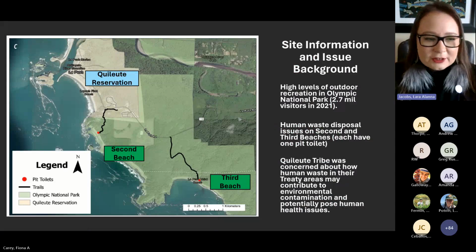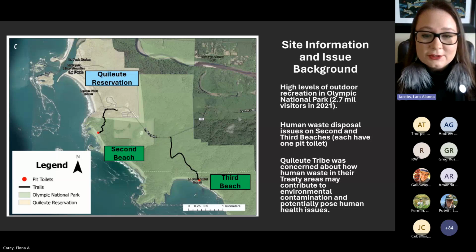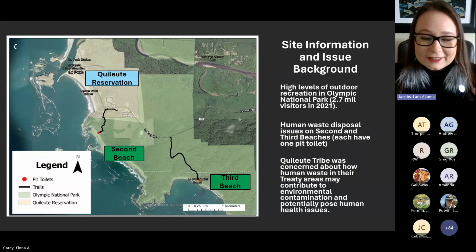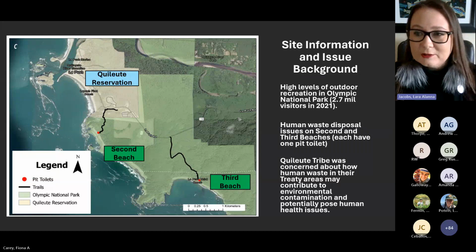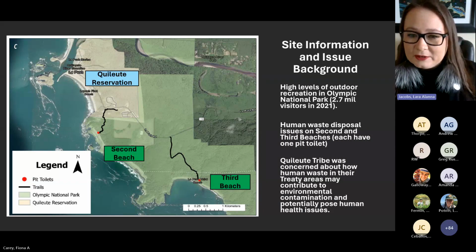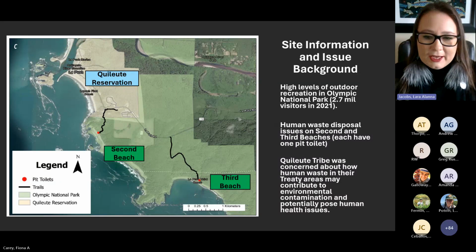I guess before I get started, I want to just say that this was a very large project that took multiple years to do and lots of collaboration with the Quileute Tribe and with multiple labs across Oregon State University. And I'm going to condense it into a very small presentation, but there's a lot of details and nuance we're going to lose here. But some background information and site information about this project.